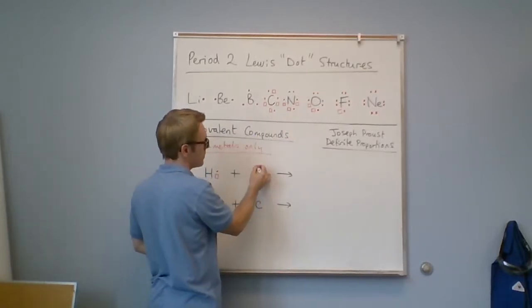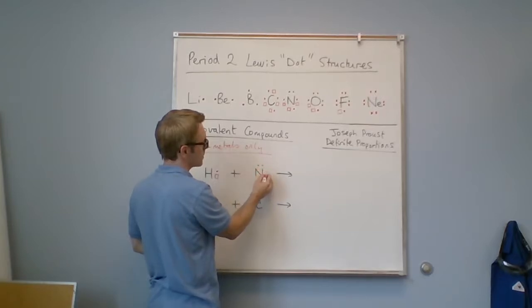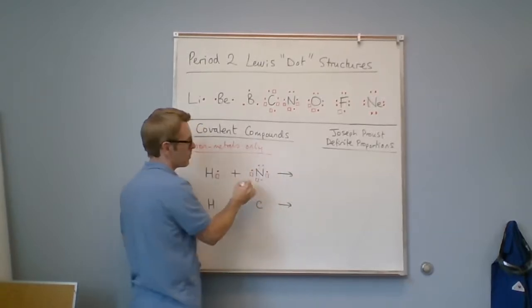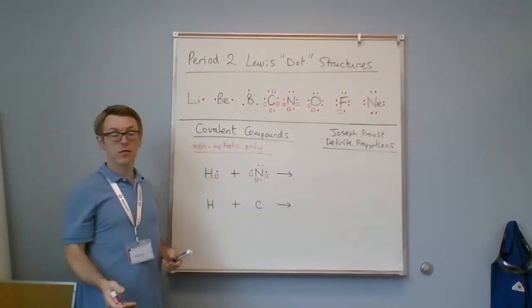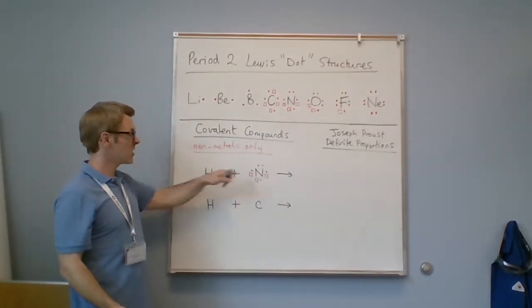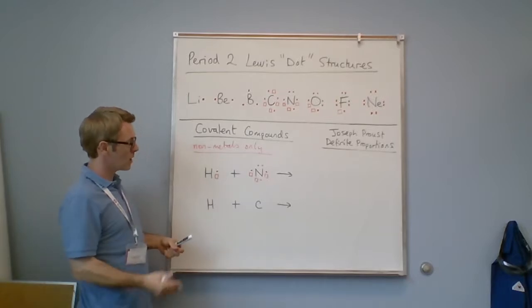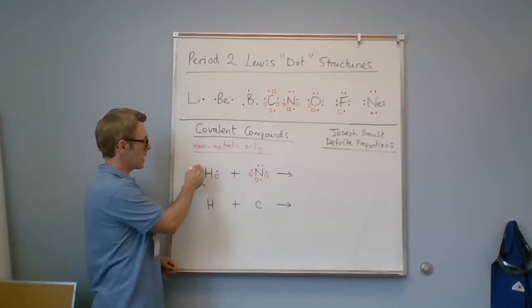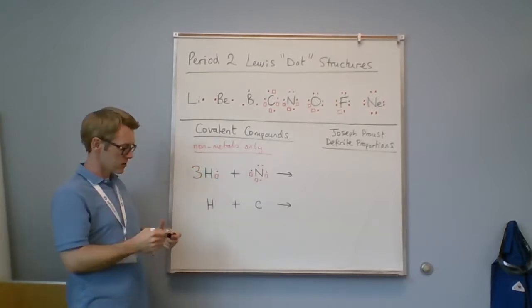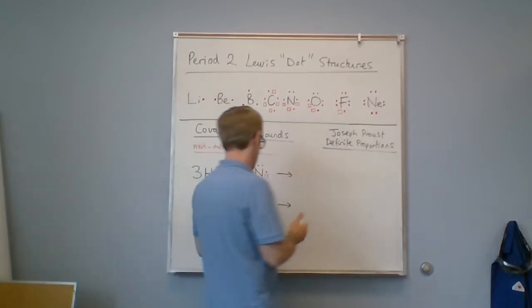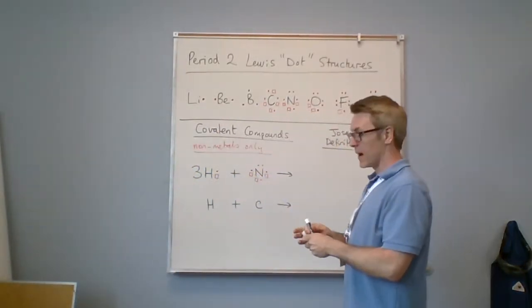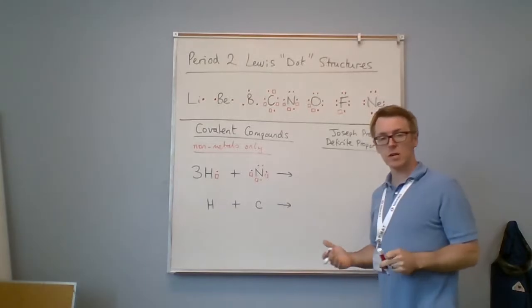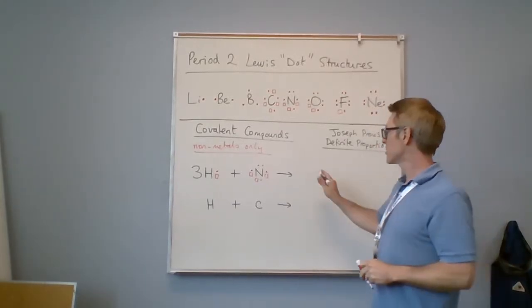Nitrogen has 5 dots, but it has 3 boxes, so nitrogen can form 3 bonds. Well, if you can form 3 bonds, bonds to what? Well, I need 3 hydrogens to form bonds to hydrogen. We don't have ions in covalent compounds. We don't exchange electrons, we share instead.